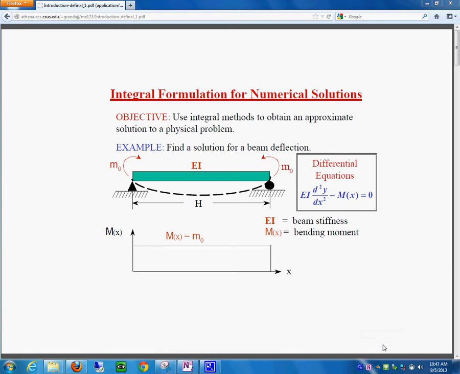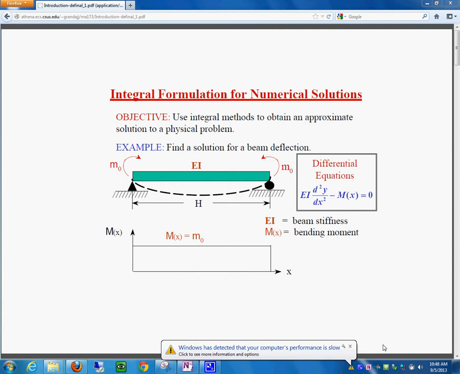Okay, so this is going to be a lecture about the introduction to finite elements. In this very first lecture I'm going to talk to you about what finite elements are, and we're going to use this beam, a simply supported beam with a moment applied to it, in such a way that we will understand the very basic fundamental idea behind finite elements. That's the objective: to use some methods that will obtain a solution for this beam.